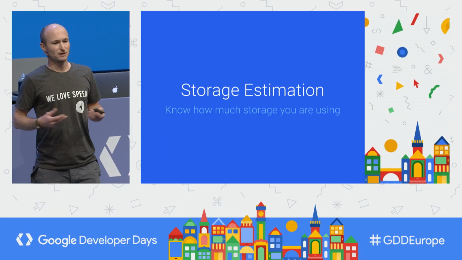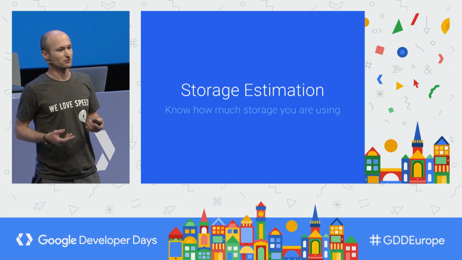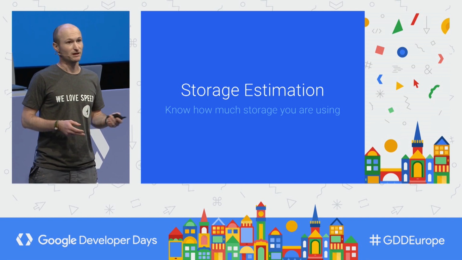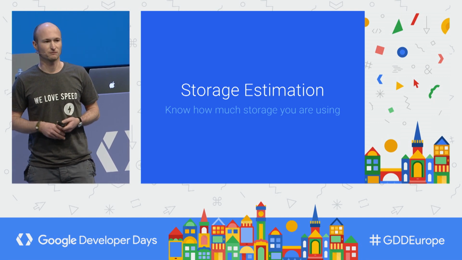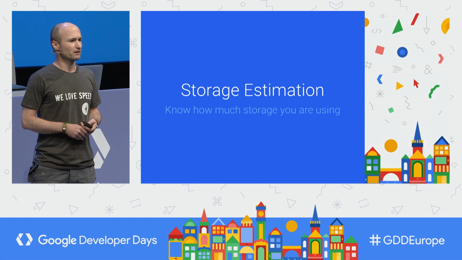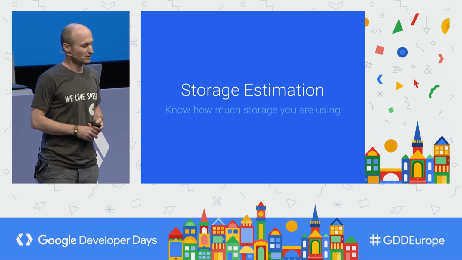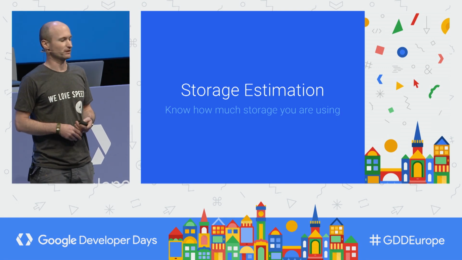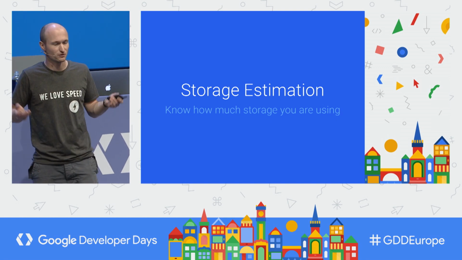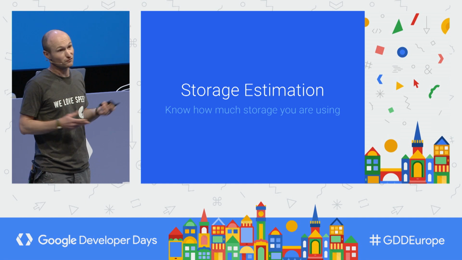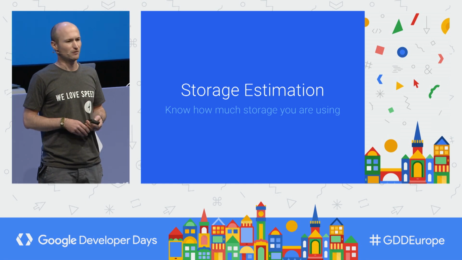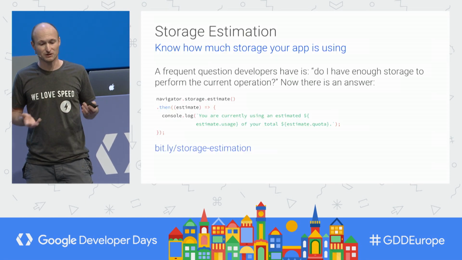So let's get back to PWAs in general. A question that we get a lot when people develop a PWA and we talk about cache is, well, what even am I allowed to use? Like, how much storage do I have? Or if they already have a cache and it's full with content, or somewhat full with content, they're wondering, well, how much of my cache am I actually already using?